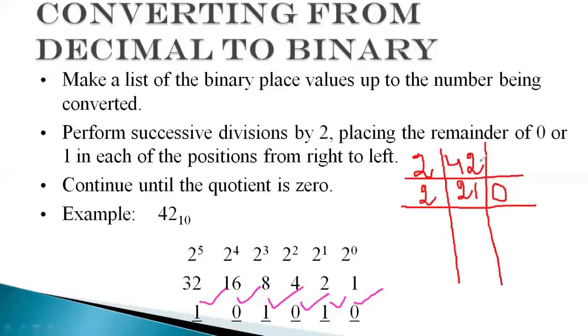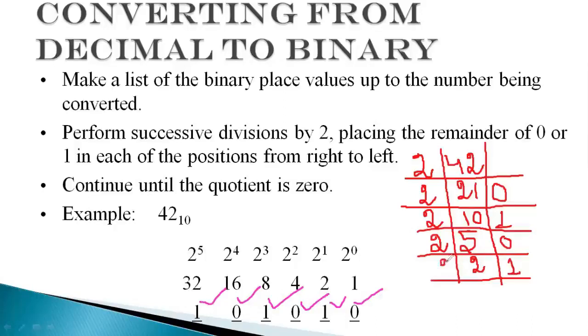The new number is 21. Divide 21 by 2. We will find the quotient, that will be 10, and the remainder will be 1. Same way, again, divide by 2. 2 5s are 10, remainder is 0. Again, divide by 2. 2 2s are 4, and the remainder is 1. One more time. 2 1s are 2, and the remainder is 0.